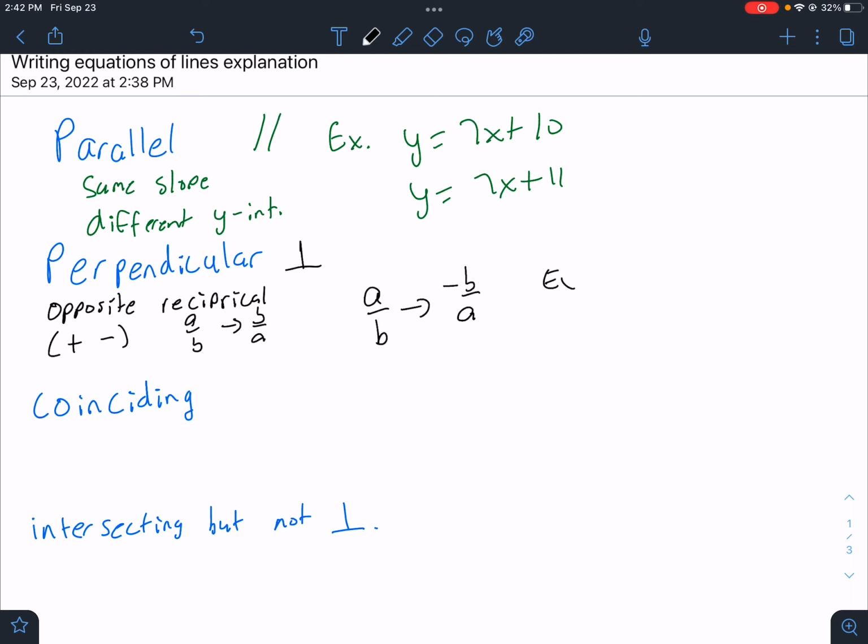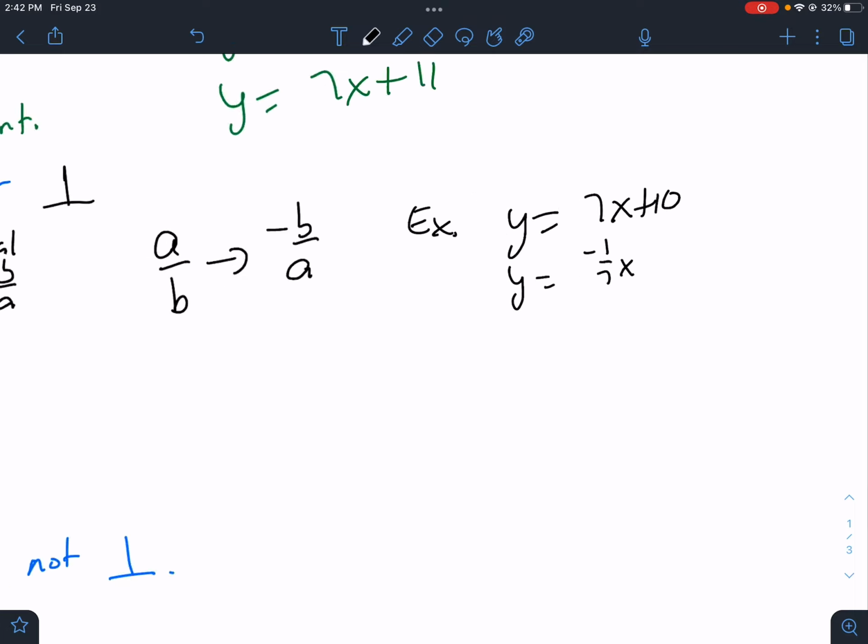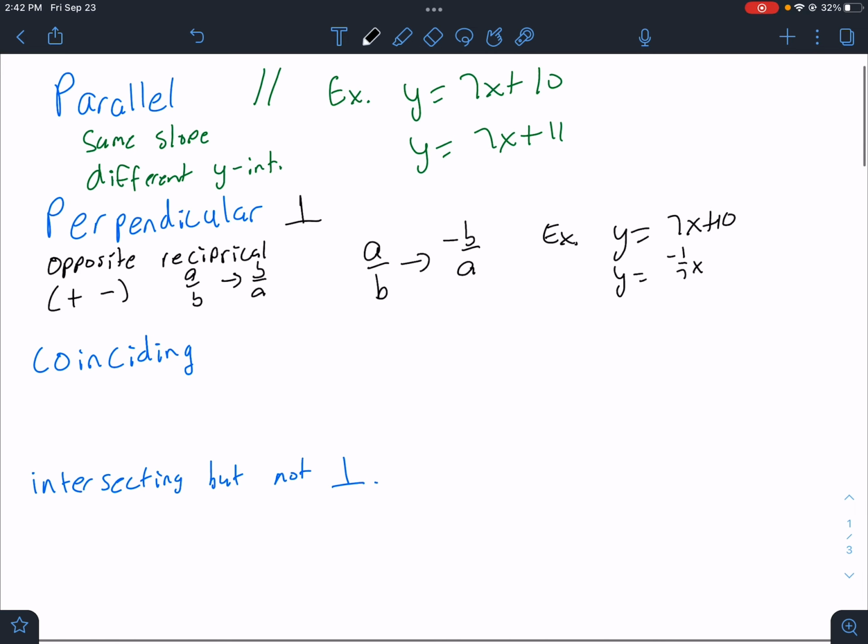For example, if you had y equals 7x plus 10, the perpendicular line would have to be negative 1/7 x plus anything. It could even be plus 10, that's fine, because plus 10 is not the exact same line. So opposite reciprocal slopes.